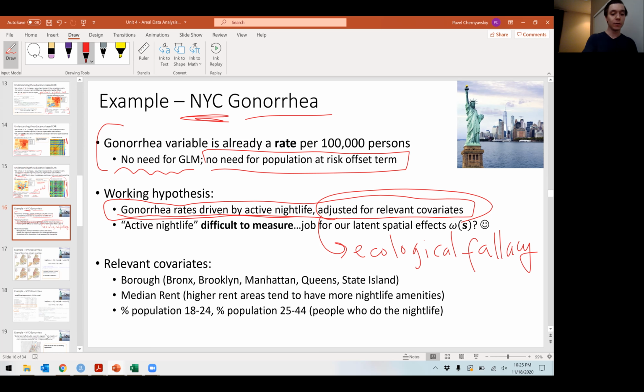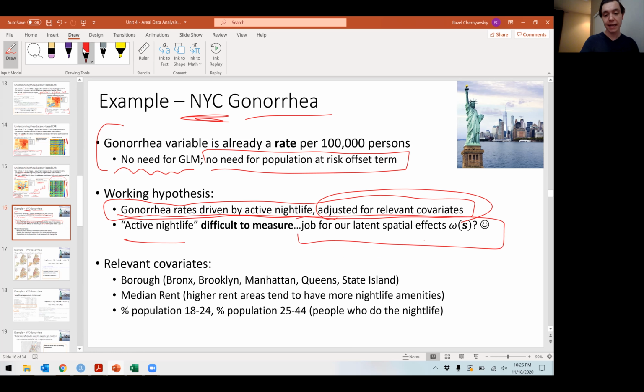I have no idea. Active nightlife is difficult to measure, but this seems exactly like the job for our latent spatial effects. These latent spatial effects, I hope, will act as a catch-all for everything important that is not noise, that is spatially structured, that is not in the model. So I'm hoping that our spatial effects will reflect the presence of active nightlife, broadly defined. So here are my relevant covariates, and I too am bounded by the data set. It's that publicly accessible data set that I got.